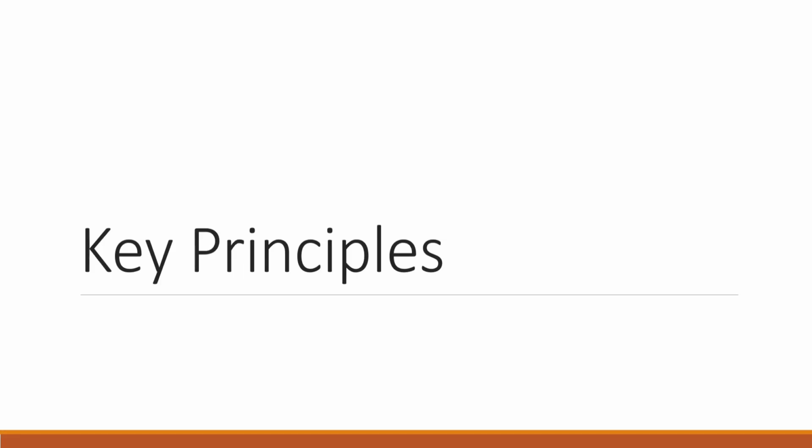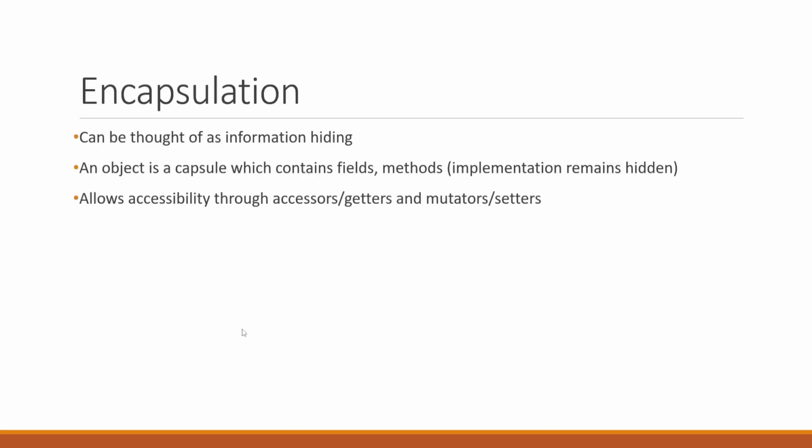Now I want to go over the key principles of object-oriented programming in relation to our bank account code. So the first one I want to go through is encapsulation. Encapsulation can be thought of as information hiding, where we have an object, and this is a capsule, and it contains fields and methods, but the implementation of this can remain hidden.